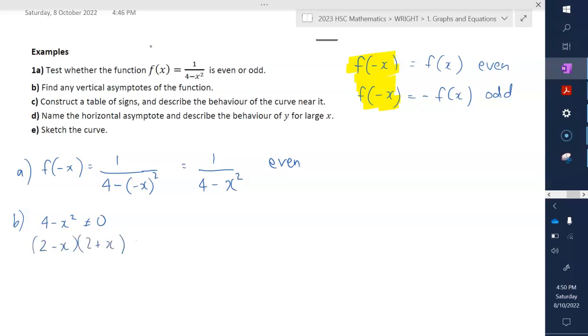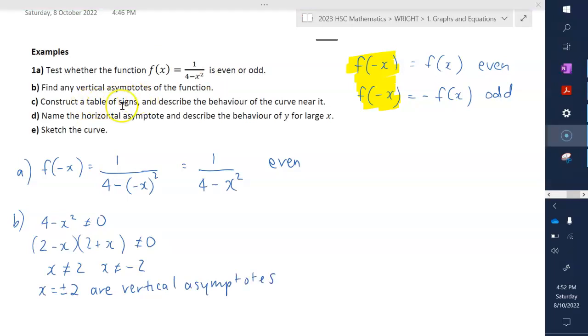2 plus x cannot equal 0. So x cannot equal 2. X cannot equal minus 2. So there are asymptotes. X equals plus or minus 2 are our vertical asymptotes. So that was a nice easy one to work out.